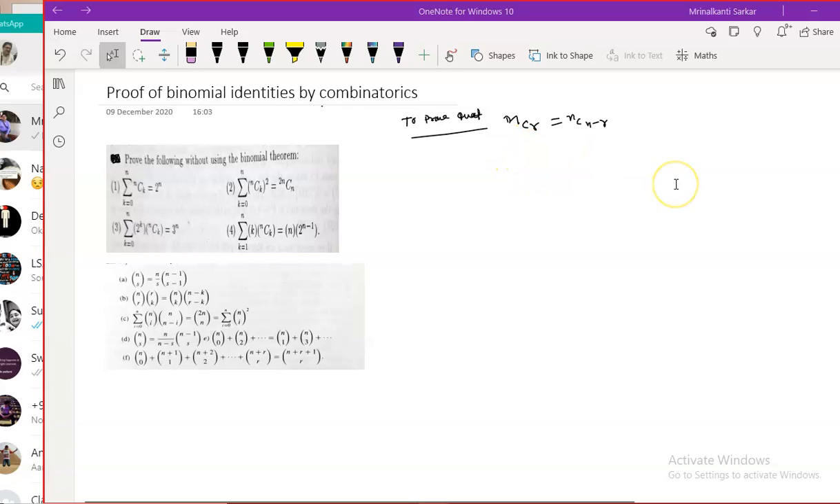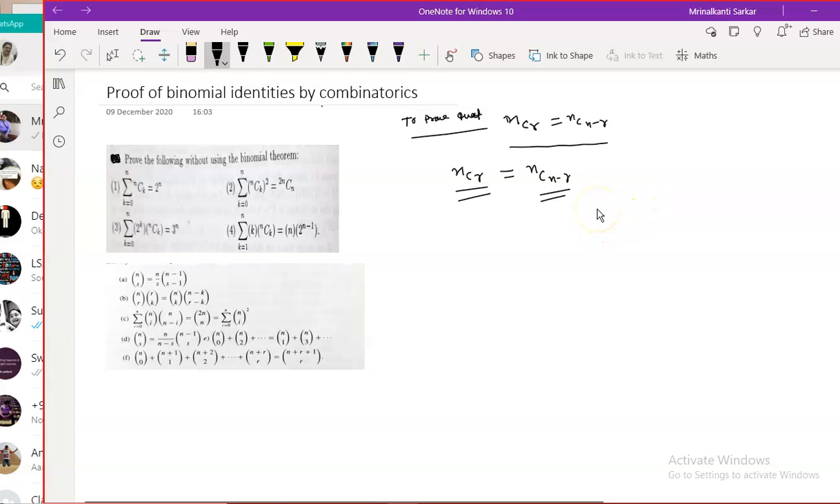Just to prove this nCr equals nC(n minus r), we go by logical proof. Selecting r people from n is nCr, we know. If somebody says that this is equivalent to not selecting n minus r people from n, then also it's fine. So nCr will be nC(n minus r). Okay.